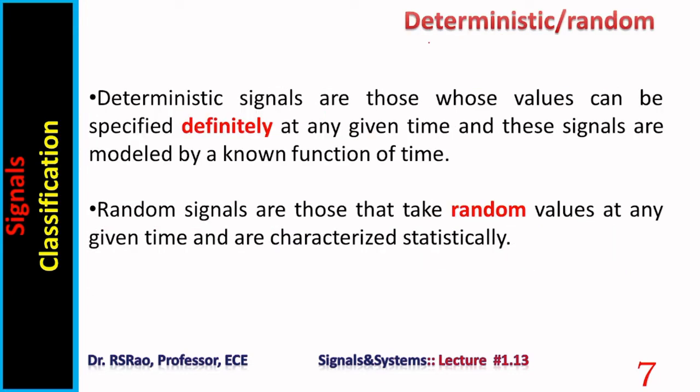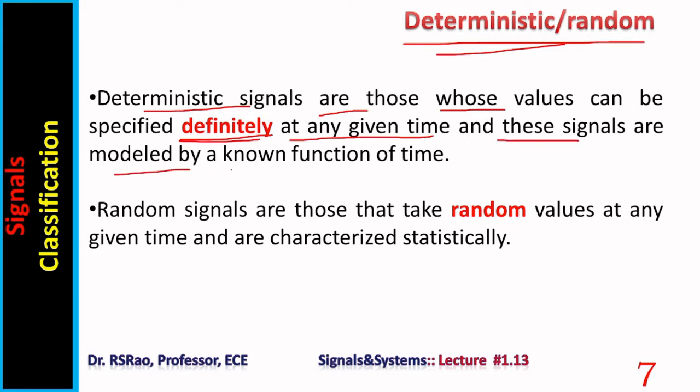Another classification is into deterministic and random signals. Deterministic signals are those whose values can be specified definitely, not probabilistically, at any given time, and these signals are modeled by a known function of time. Now, random signals, what are they? Those that take random values at any given time and are characterized statistically. So probability theory plays an important role in the analysis of random signals.